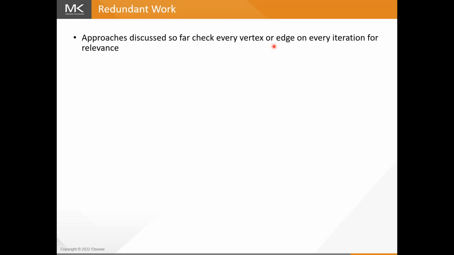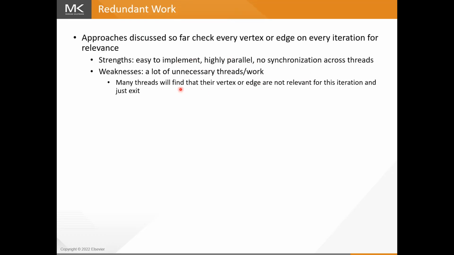There's an advantage to this. The advantage is that it was very easy to implement. All our implementations last time were very simple, and they're highly parallel, and we don't have to synchronize across threads. By launching a thread for every vertex on every iteration and having that thread check that vertex for its relevance, I didn't have to worry about talking across the threads to check which vertices are relevant, so that I only launch threads for vertices that are relevant. But of course, the weakness here is that I launch a lot of unnecessary threads. I do a lot of unnecessary work because a lot of threads will be launched. They'll check their vertex or their edge, find that it is not relevant for this iteration, and then terminate.